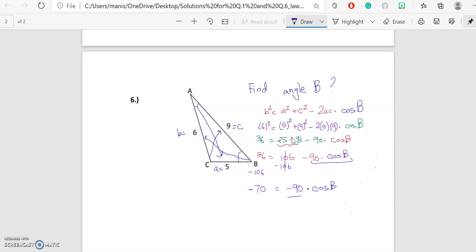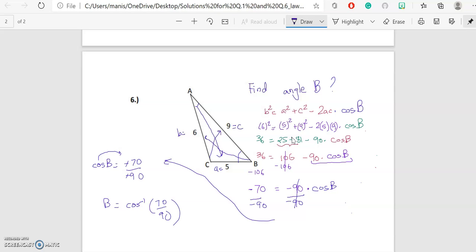At this place what I will do is I will divide both the sides by negative 90 as I did in the previous question. I'm writing remaining steps over here. So it will look like this to you. Cosine of B is equal to what? Negative 70 over negative 90. This means this will be cancelled out and I will use my inverse trigonometric function. B is equal to cosine inverse 70 over 90. Okay, so this is my cosine inverse. Let me write it clearly.